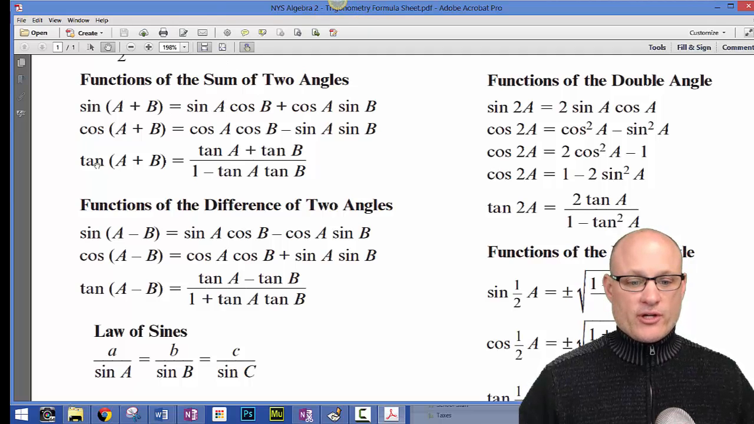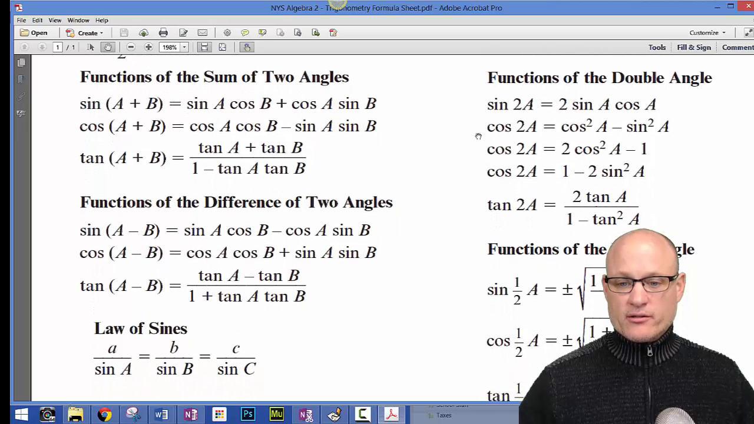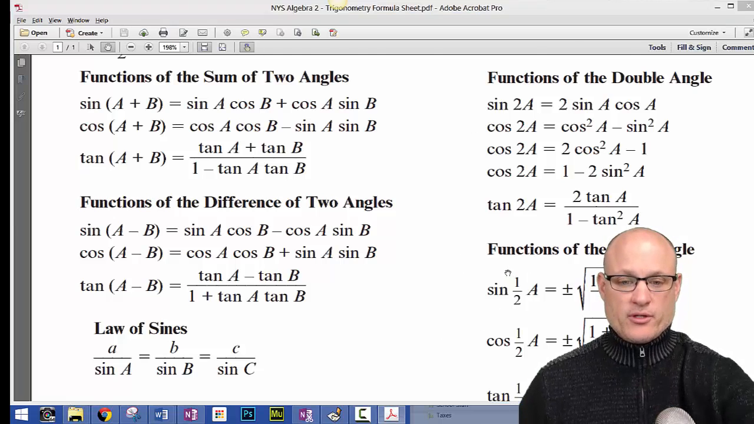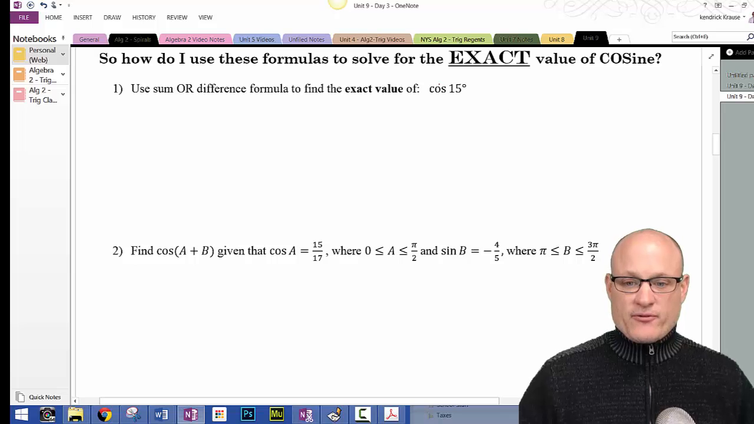We'll be using the cosine. Ooh, we got 3 cosines over here. We got 3 cosines. We're going to have to think about those in a few minutes, double angles. And then we got this cosine of the half angle formula. We're going to be using those. Let's start with cosine 15.